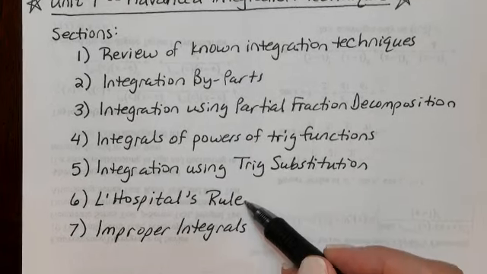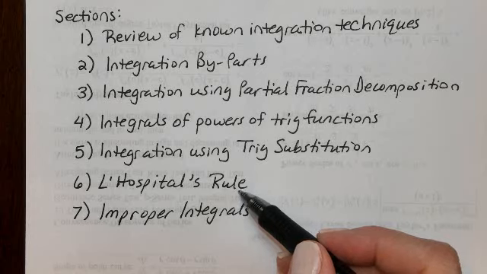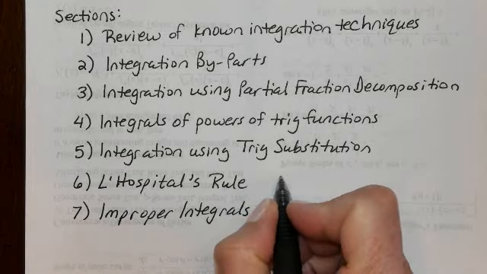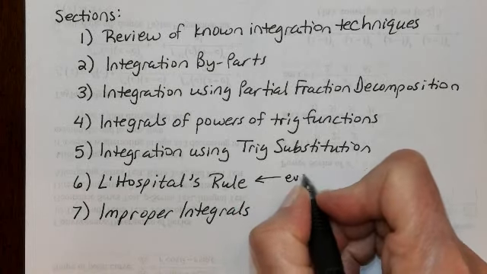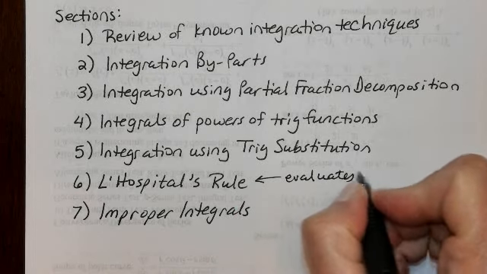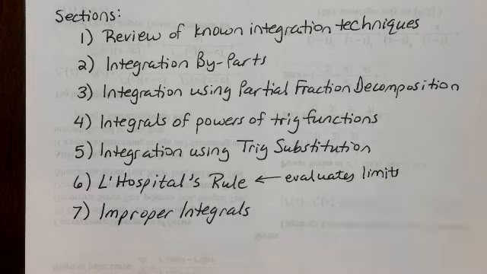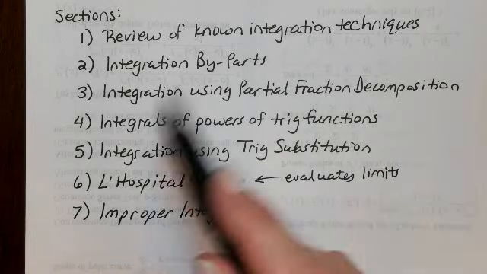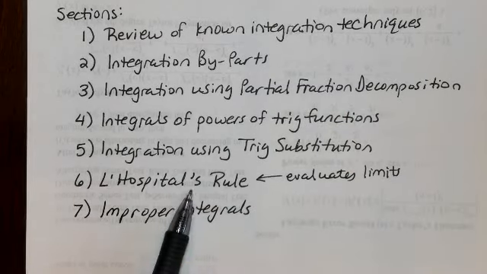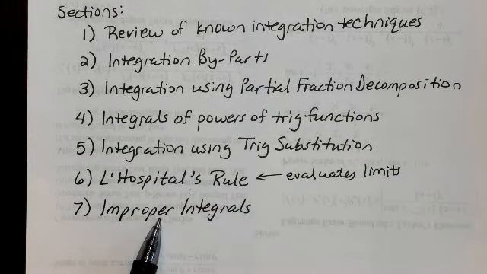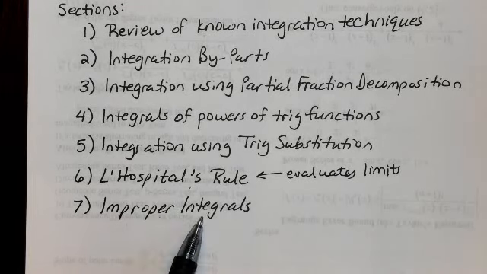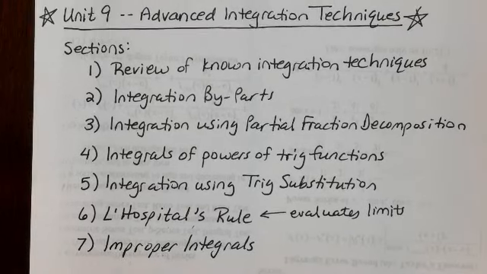Then in section 6, we are going to take a look at what's called L'Hopital's rule. L'Hopital's rule is a way to evaluate limits. And it sounds like that would not go in this unit on integration, but we need L'Hopital's for improper integrals. So that's why L'Hopital's fits nicely there, okay? So improper integrals, we'll learn all about those, all right? So that's where we're going in Unit 9.